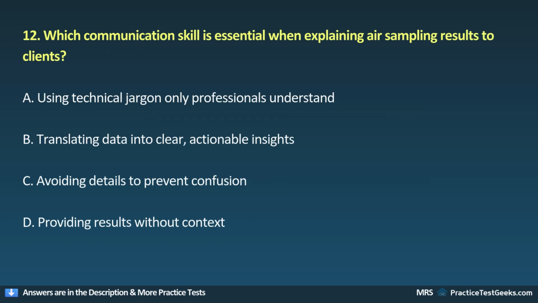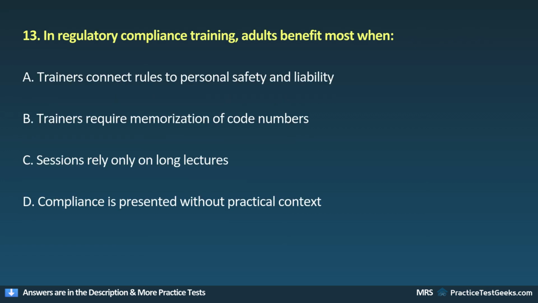12. Which communication skill is essential when explaining air sampling results to clients? A. Using technical jargon only professionals understand. B. Translating data into clear, actionable insights. C. Avoiding details to prevent confusion. D. Providing results without context.